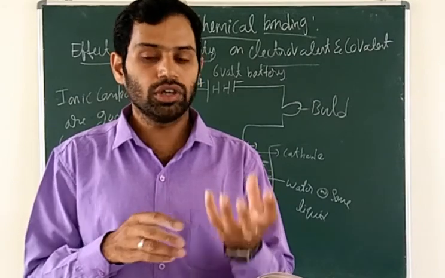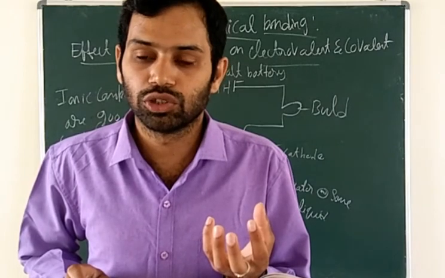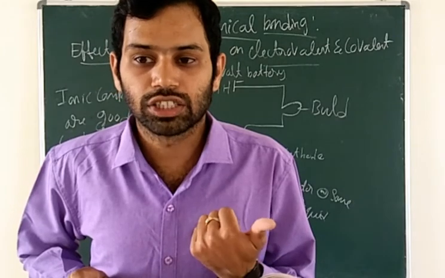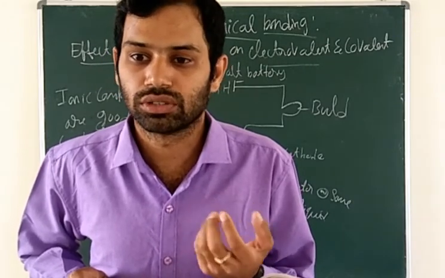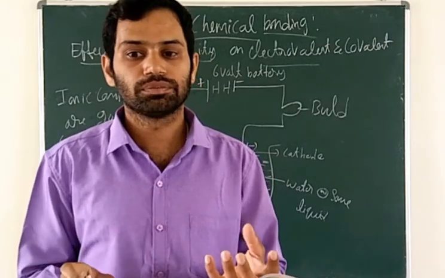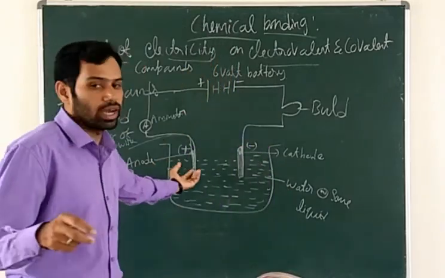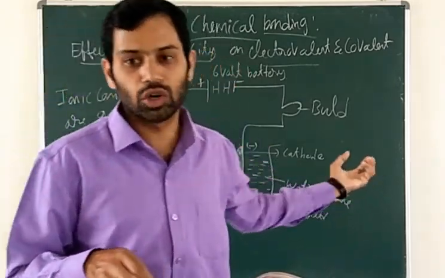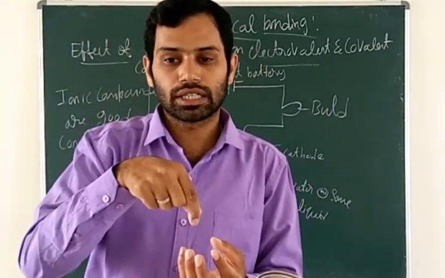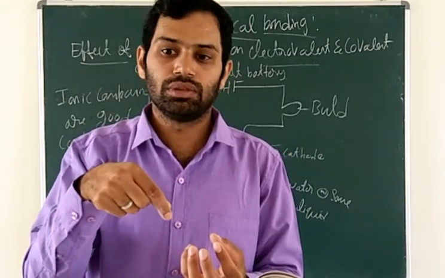In the beaker, now I am taking the sugar solution. The molecular formula of sugar is C12H22O11. That is sucrose. Now I am going to dip the platinum electrode into that beaker. At that time there is no glow in the bulb. There is no glow in the bulb.